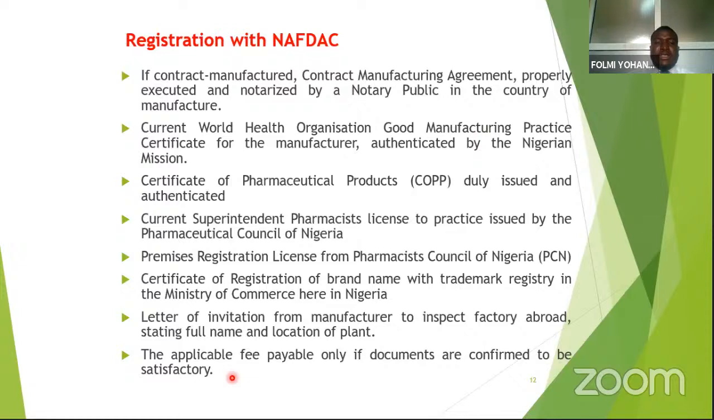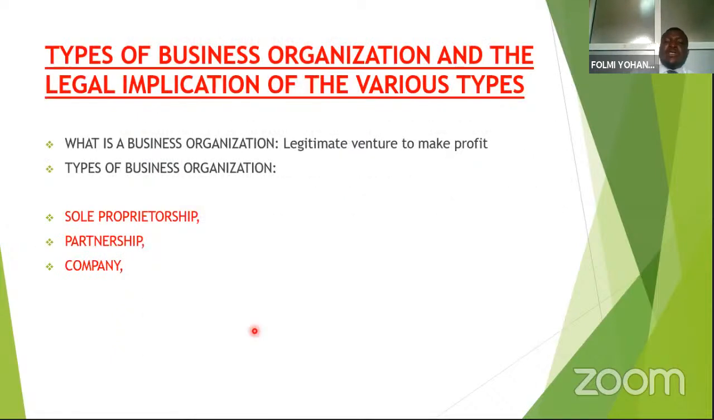So this is it about registration with NAFDAC. As we've seen, the categories of products that are administered by NAFDAC, and the products that can be registered with NAFDAC, we've looked at them. So now we are going to the next topic, which is types of business organization and the legal implication of the various types.